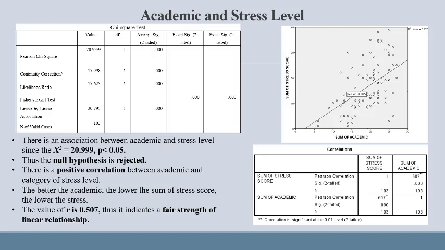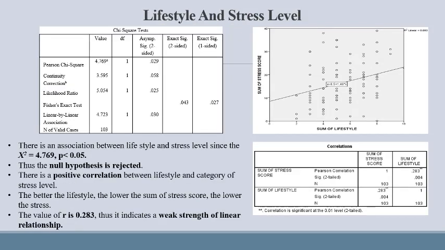According to academic and the stress level, there is an association between academic and stress level since the Pearson chi-square was 20.999, p-value less than 0.05, thus null hypothesis is rejected. There is positive correlation between these factors and the stress, so the value of R is 0.507, thus it indicates a fair strength of linear relationship.